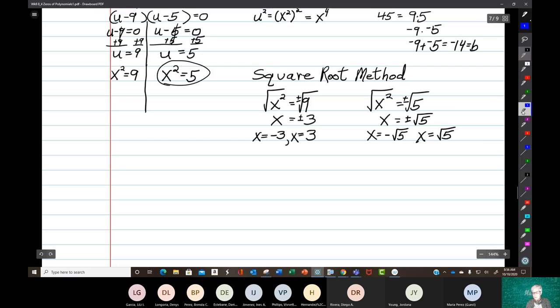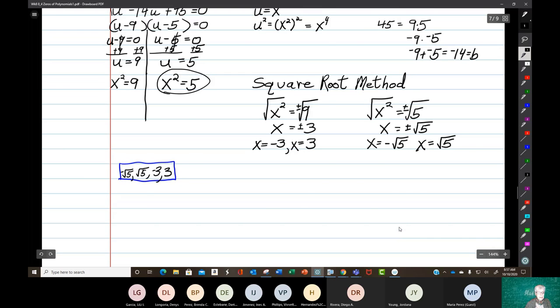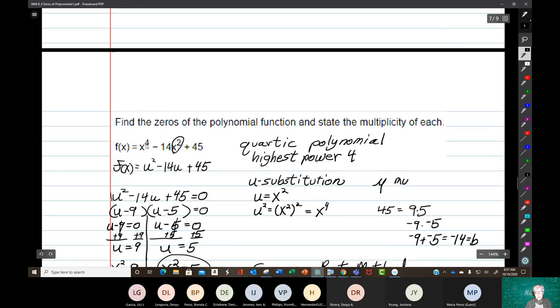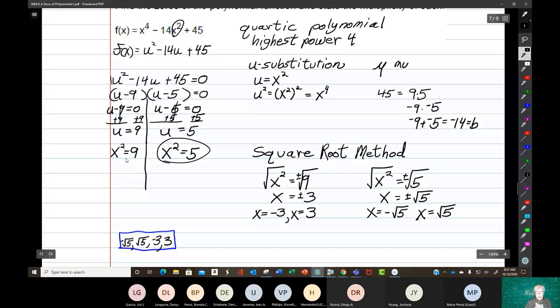So in the answer box, in the blue answer box, you don't have to write them in order. You could if you want to. But let's see, your answer would be negative the square root of 5, comma, positive the square root of 5, comma, negative 3, positive 3. And those are your four answers that a quartic, highest degree 4 equation has to have. We temporarily turned it into higher power 2, but then we had to change back.